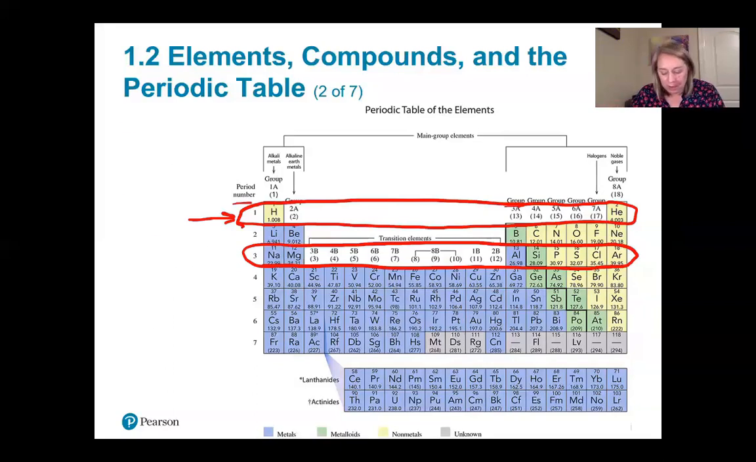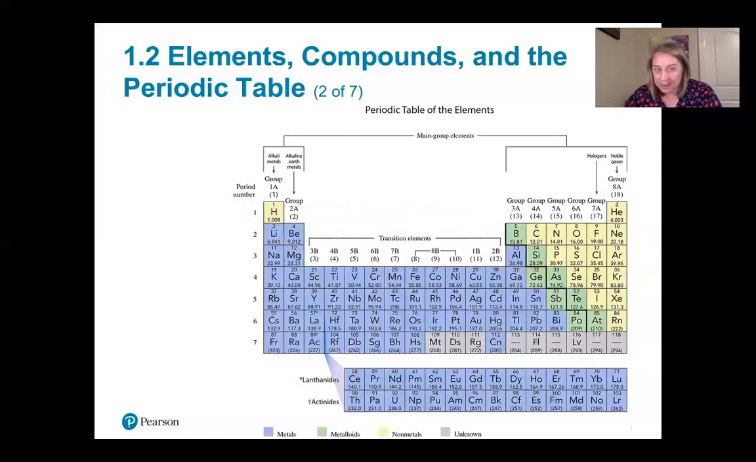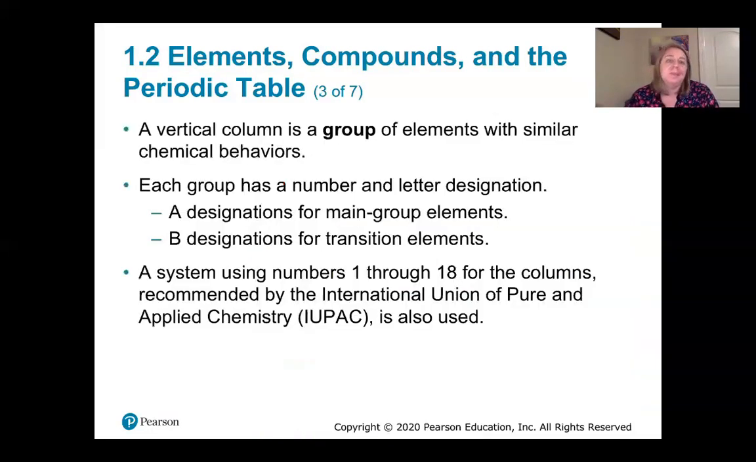Groups, on the other hand, let me go back. Let me clear that. Okay, now groups go from top to bottom. Groups are a column. So here's group 1A. If we go down, let's do group 3A. And notice that you have groups that are either A's or groups that are B's. So we're going to talk about why that is and how we use that in terminology. So a vertical column is a group.